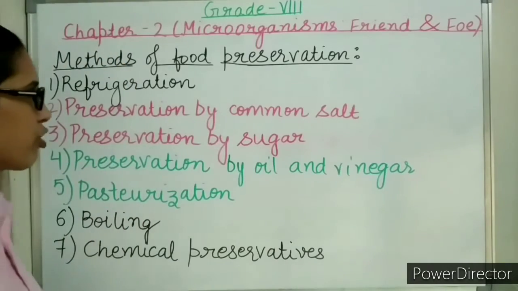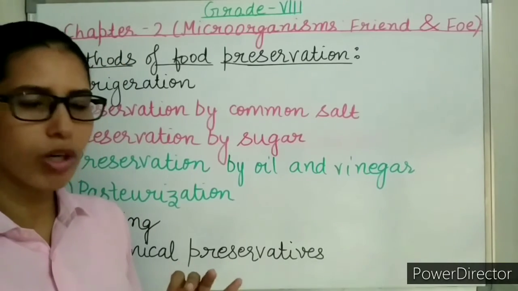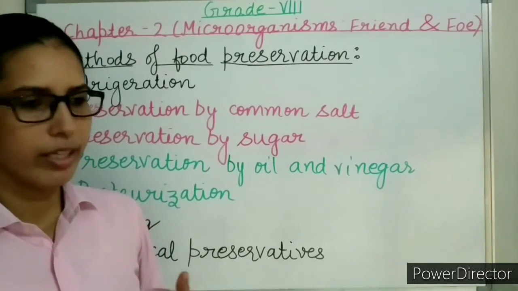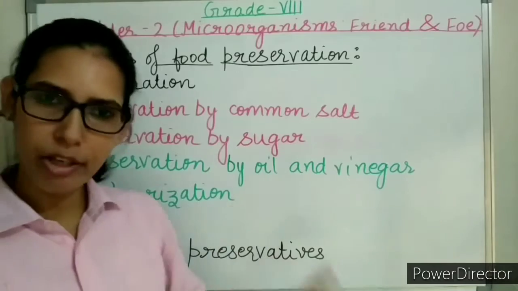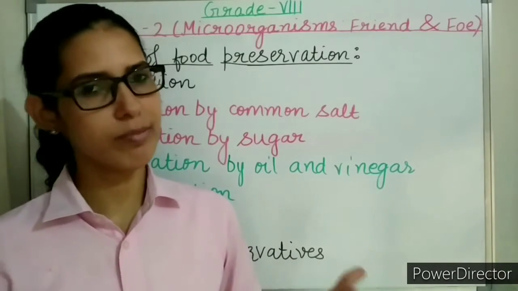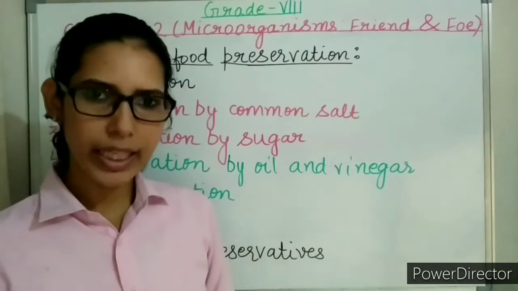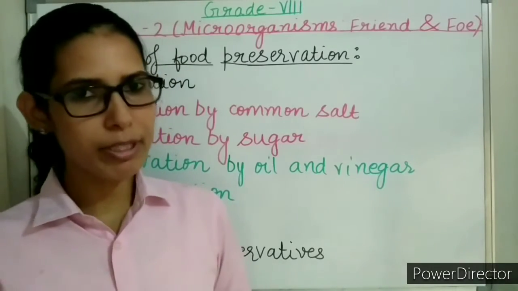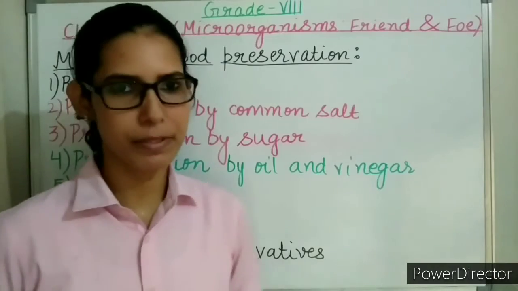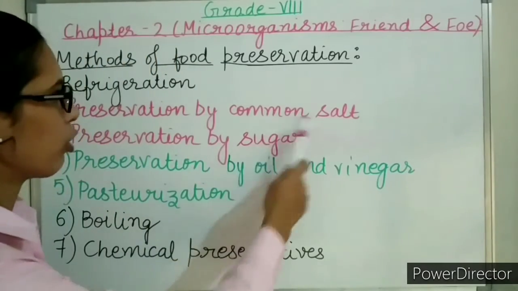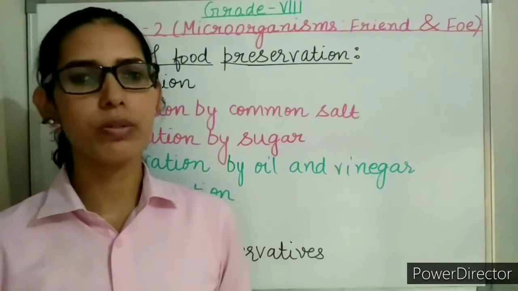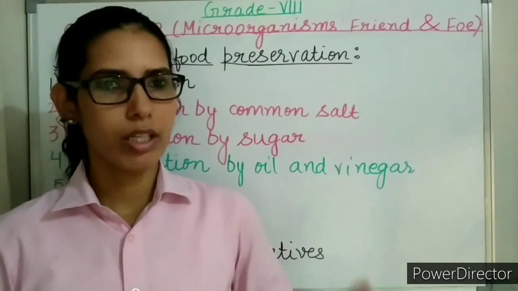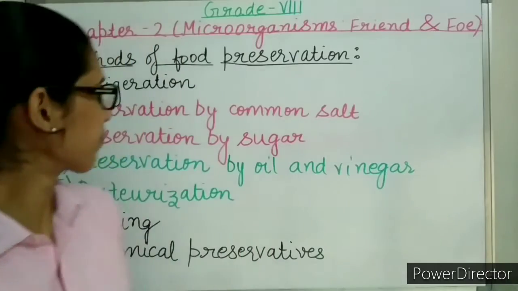First is refrigeration. This is the most common method used for preserving food items at home. We keep the food items in the refrigerator, which keeps our food items fresh, because inside the refrigerator there is low temperature, and the low temperature inhibits the growth of the microorganisms. Next is preservation by common salt. Common salt also acts as a preservative for food items like meat, raw amla, etc.